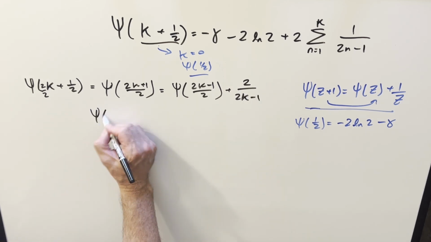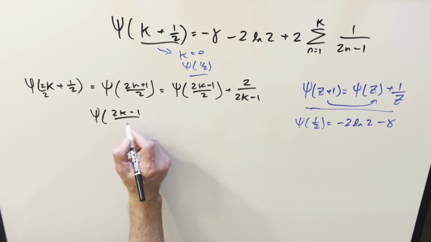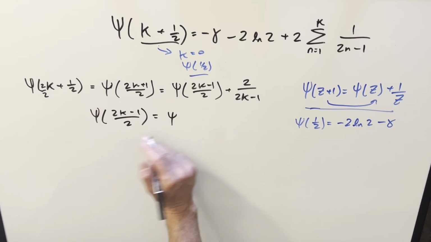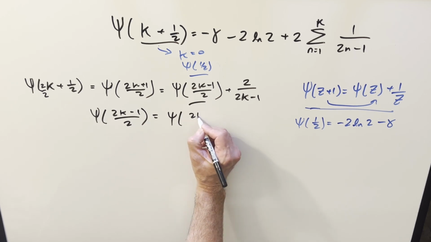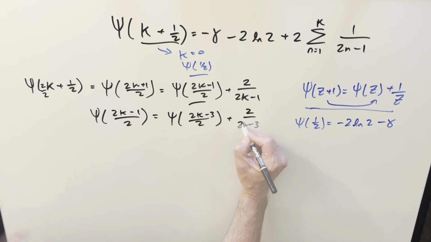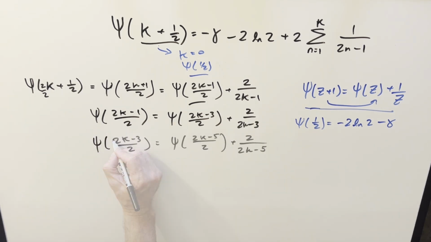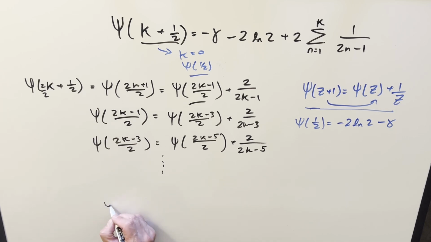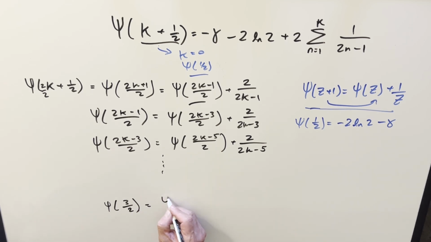And then we'll perform the same exact thing a few more times just to see where it's going. Doing it again, this is going to reduce this one to 2k minus 3 over 2 plus this reciprocal. Let's do it one more time. Of course we could do this forever because we don't know how big k is, but let's say eventually we're going to get to digamma of 3/2. Using the formula on digamma of 3/2, this is going to be digamma 1/2 plus the reciprocal of 1/2, which is just 2.